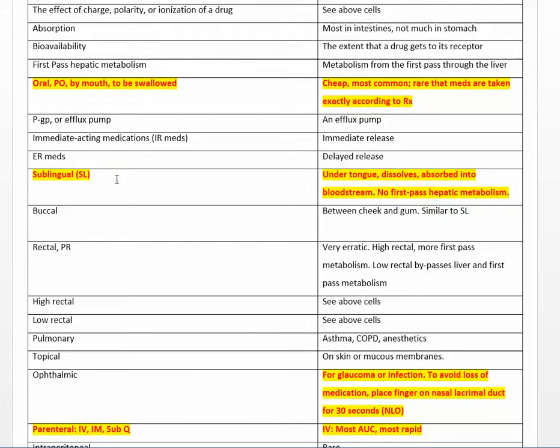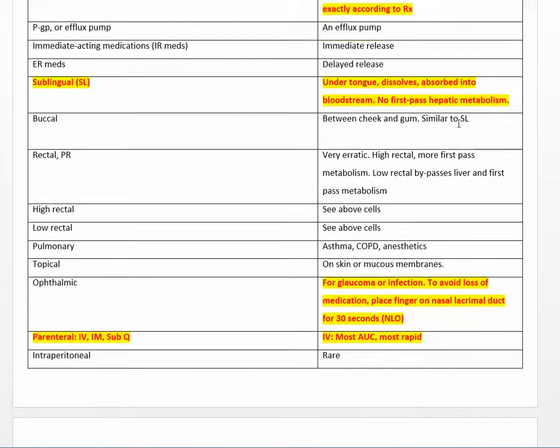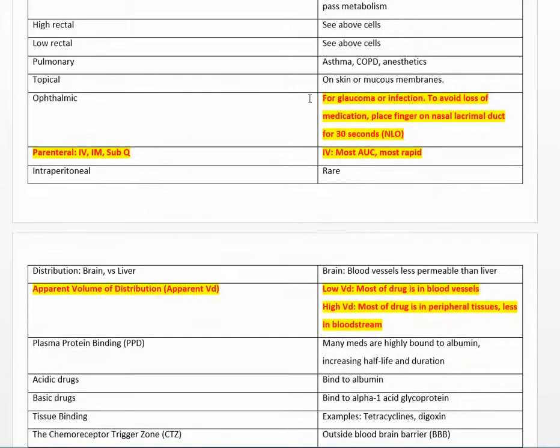Sublingual is usually for drugs that cannot be absorbed rapidly by mouth, by swallowing. So instead of PO, this is SL. It goes under the tongue, bypasses all of the hepatic metabolism. So you get very rapid action and much more of an effect than if they had been swallowed.